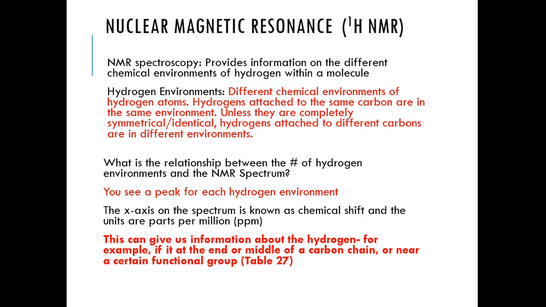So if there are 4 different hydrogen environments, you would expect to see 4 different peaks in the NMR spectrum. Now, the x-axis on the spectrum is known as the chemical shift, and the units are parts per million. This can give us a lot of information about the hydrogen. For example, if it's at the end or the middle of a carbon chain, if it's near a certain functional group, etc. And so those are in table 27.